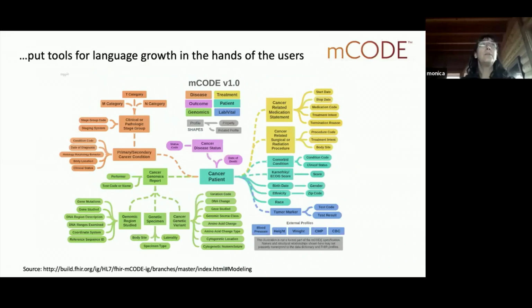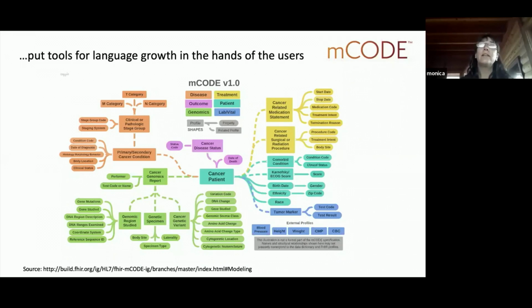So up at the top, you see the title. What is mCODE trying to do? It is trying to put tools for the growth of a data language, a standardized data language, into the hands of the users. I want to emphasize that mCODE is absolutely not an initiative for a bunch of users to get together in a very relatively small group and decide, here's the data standard and everyone must use it. That type of activity is doomed to failure.